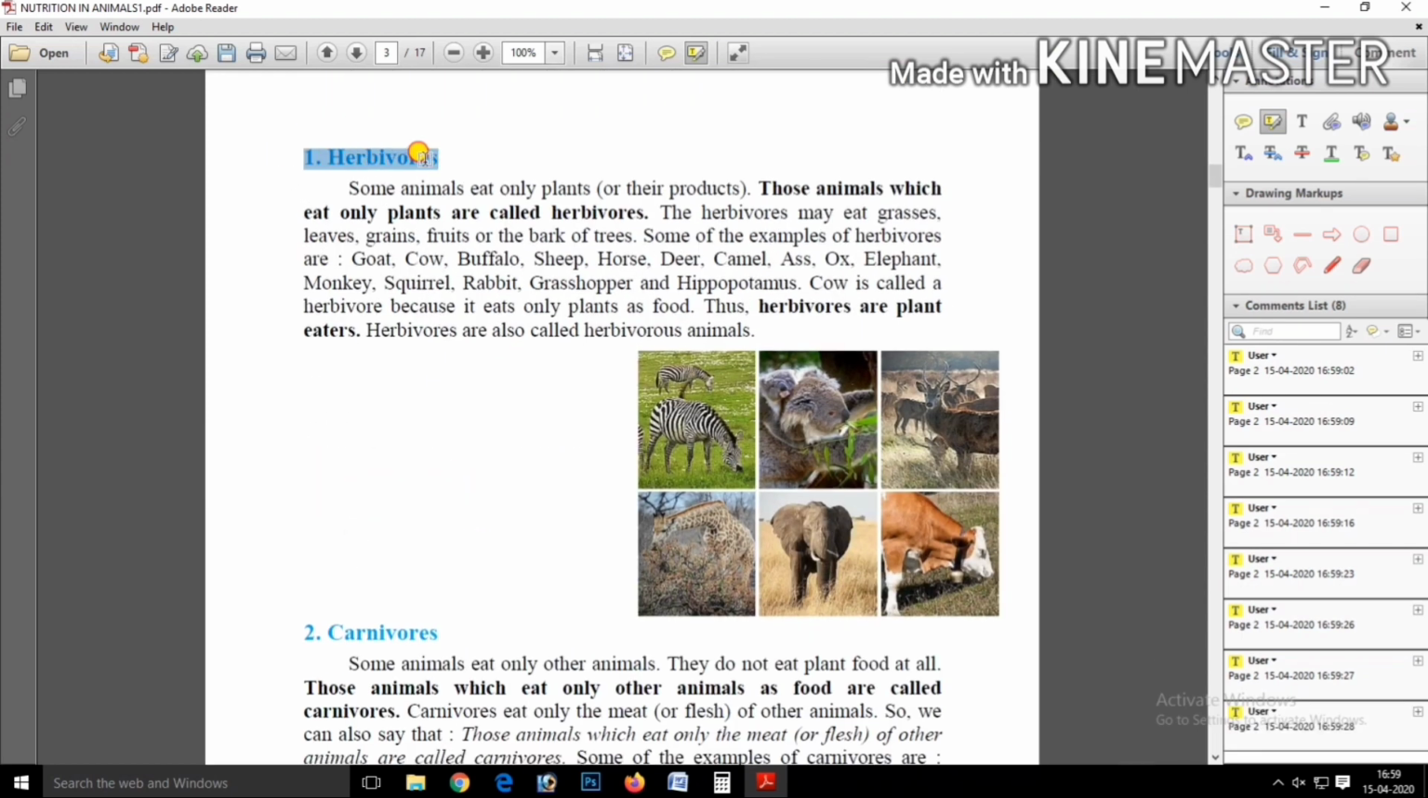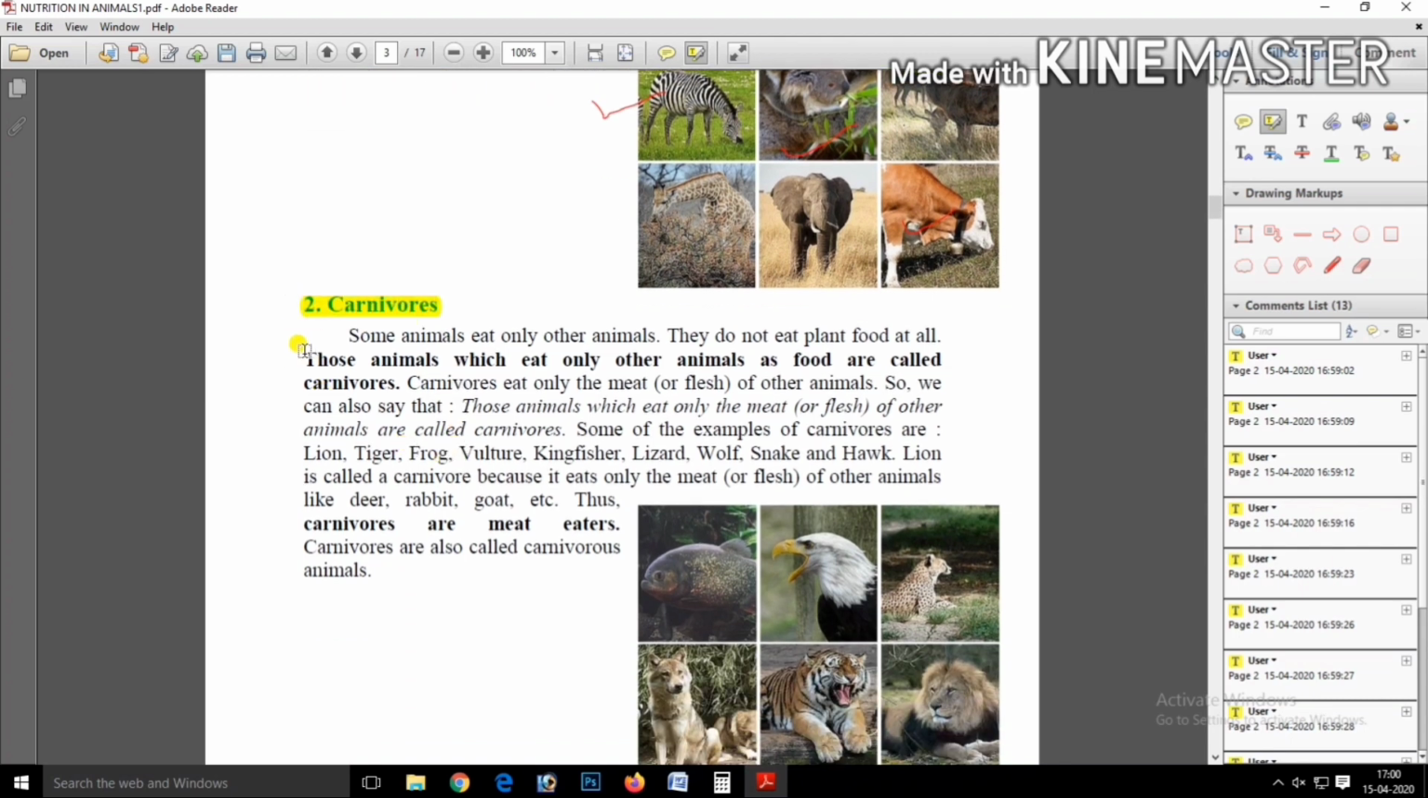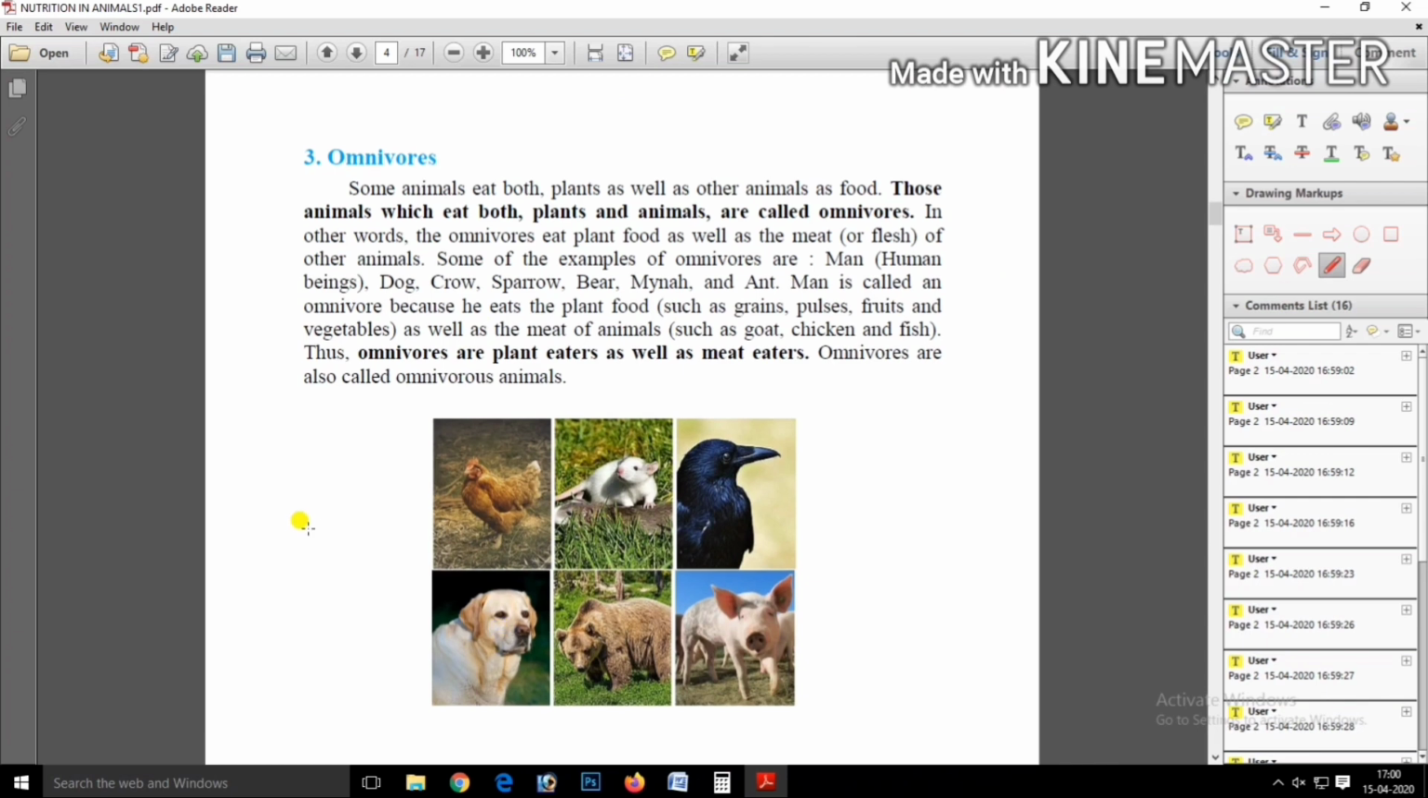The first group is herbivores, that means those animals which eat only plants. Here are a few examples of herbivores. The second group is carnivores, that means those animals which eat only flesh or meat of other animals. Here are a few examples of carnivores. The third group is omnivores, that means those animals which eat both plants as well as animals. We human beings are included in this group. Here are examples of a few other omnivores.